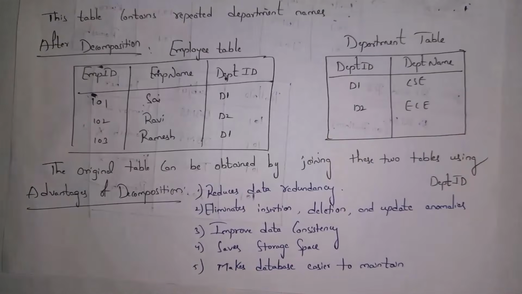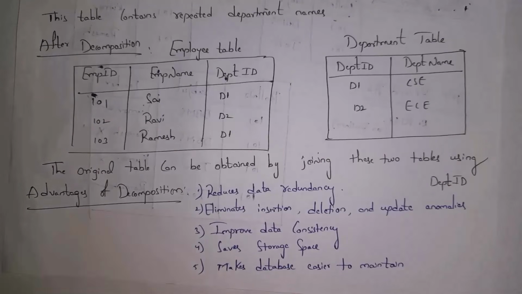These are advantages of decomposition. And the first one is duplicate values will be removed. That is nothing but reduces data redundancy. Anomalies mean errors. Decomposition will eliminate insertion anomalies, deletion anomalies and update anomalies. And data consistency means data correctness. As duplicate values will be removed, data will be consistent. That is data will be correct.